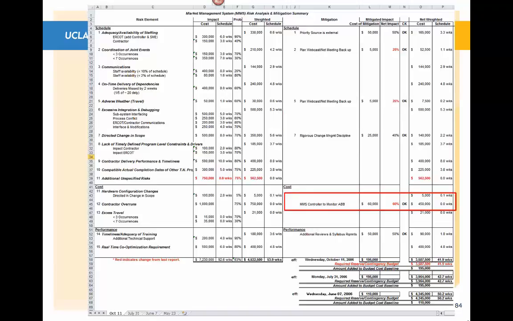There was an additional improvement. If you recall, this was one of the first mitigations that we had put in here, and that was regarding contractor overruns. We were going to have a controller to monitor a subcontractor, and what occurred here was that this net impact dropped a little bit too in our assessment and went to 60%. So now the net weighted cost of $750,000 had dropped down to $450,000. So that's a pretty good reduction on that.